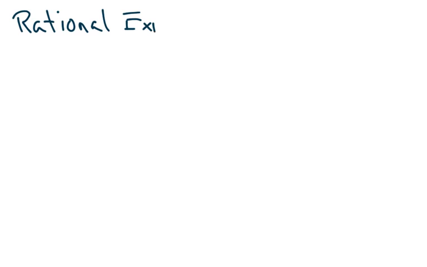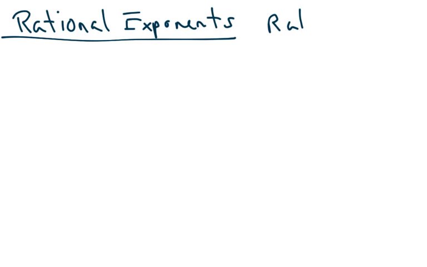Rational exponent. Okay, rational exponents. Rational simply means, I'll put this off to the side and I'll write it in a different color. Rational means fraction. Sorry, ran out of room. That's fraction. Anytime you see rational, it just means fraction.